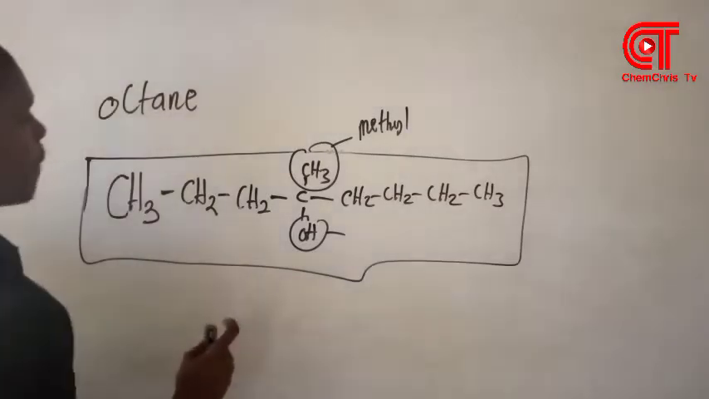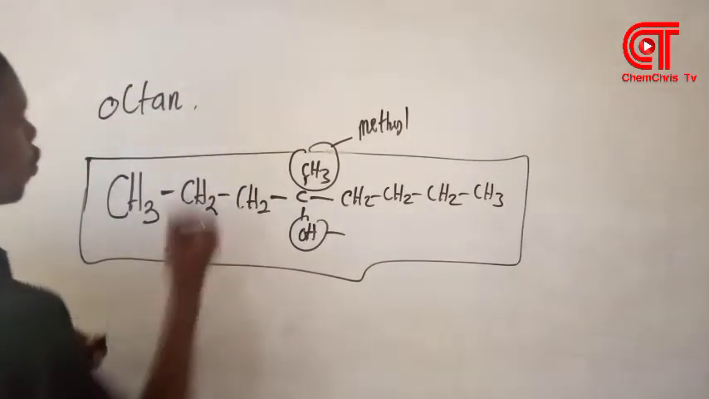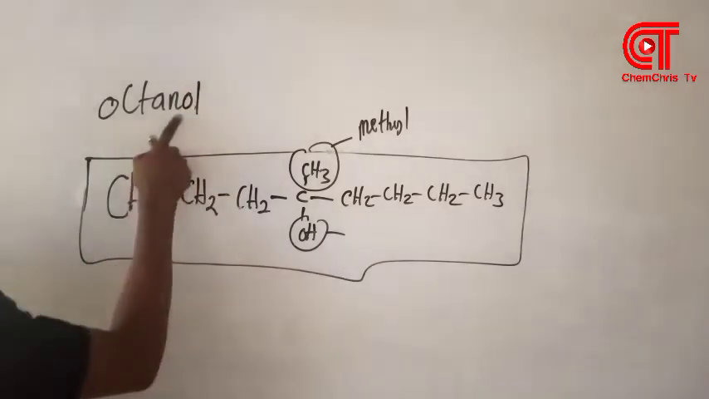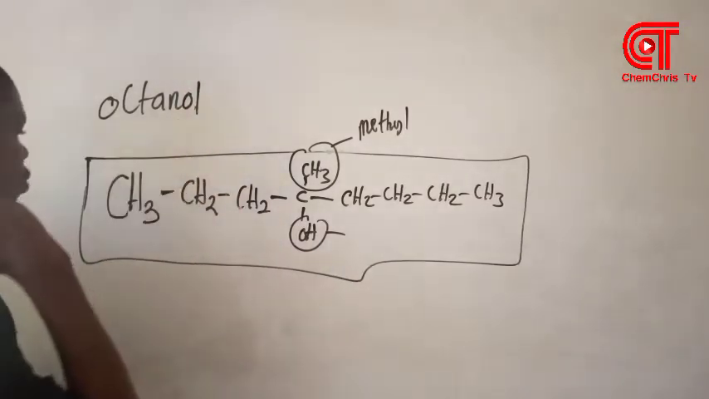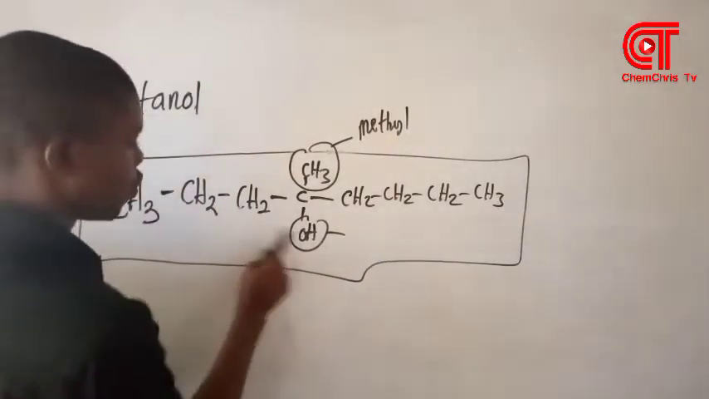Right? Now, but here there's OH. The OH is going to be what I can call OL, which will make it what? OL. Do you get that? So the parent name here is going to be octanol. But what's the position of the OH?